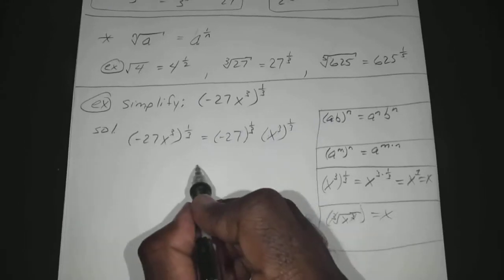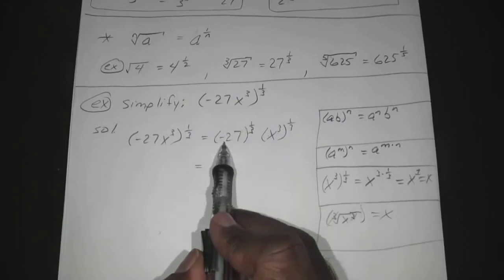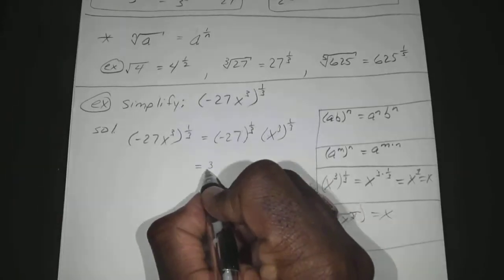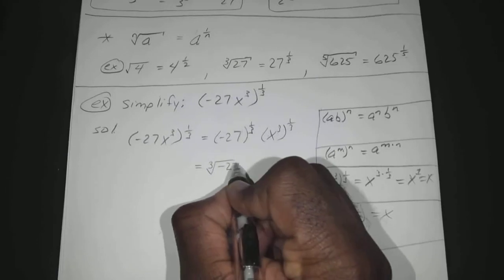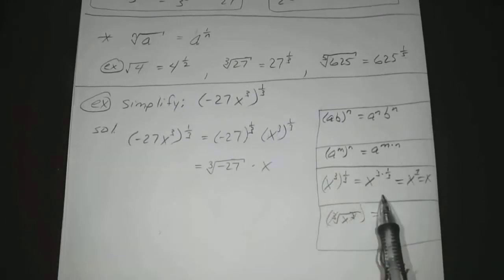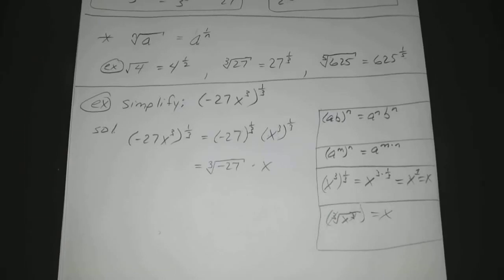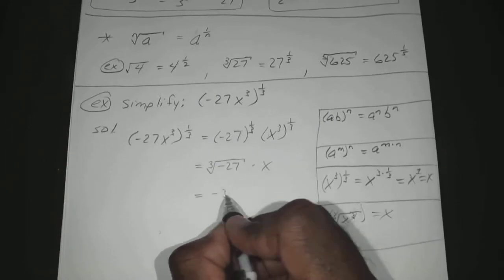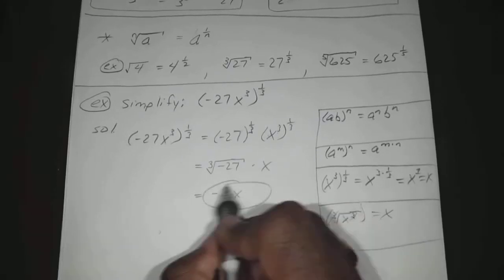Okay, so if you want to rewrite it, you can, if it just makes you understand it a little bit better, the cube root of -27 times x, since we already figured that out. And we know that -3 times -3 times -3 is -27. So that just becomes -3 times x.